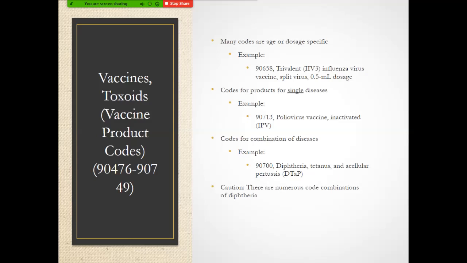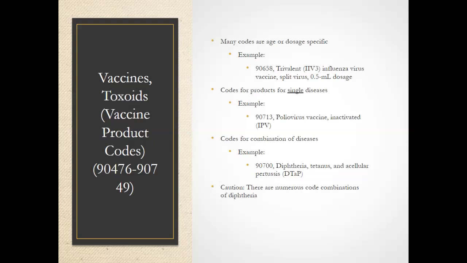The vaccines toxoid subsection lists vaccine products given in immunizations. Coders must carefully review the description of the vaccine product code to determine which disease is specified. When is the combination code used? When one code is available to describe multiple products given. Be careful to select the correct code. For example, there are 8 combination codes for diphtheria.